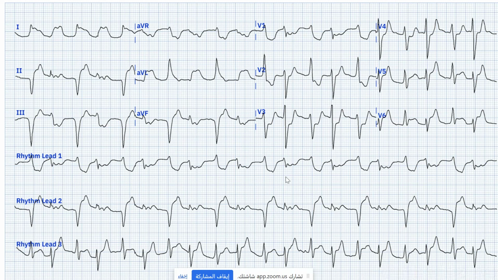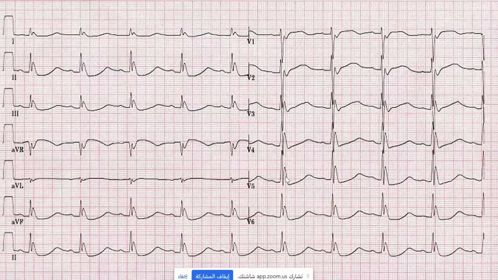You will see it at some stage. It's very rare to see it, but you may see it. So this homeless patient came to you in the ER, and you did the ECG. You will find these things. What do you think? What is the ECG finding, and what is your diagnosis?